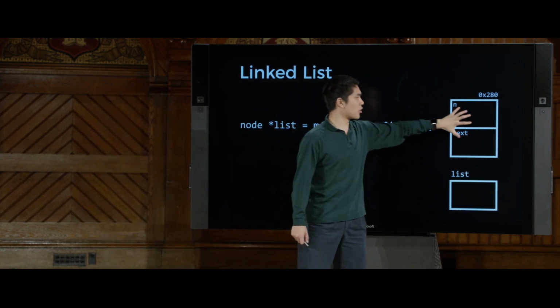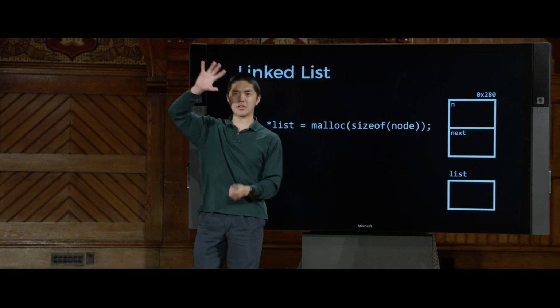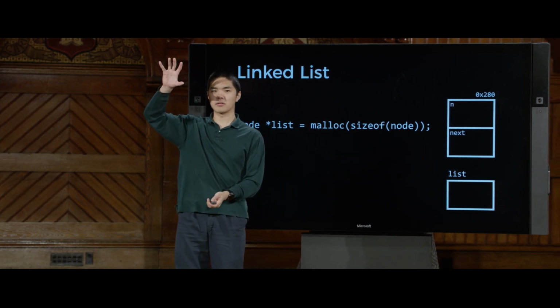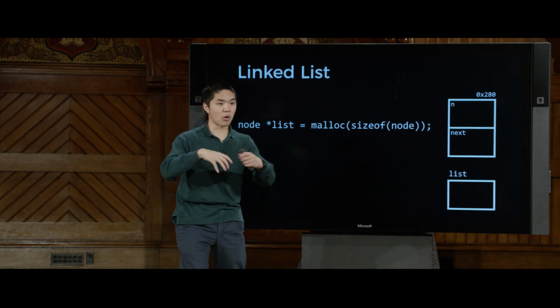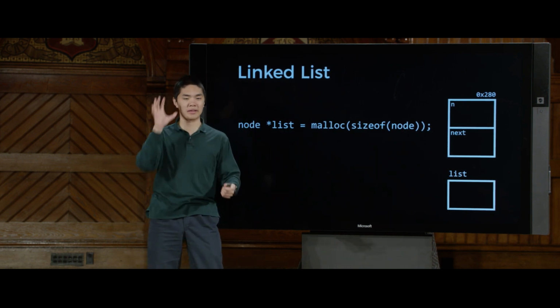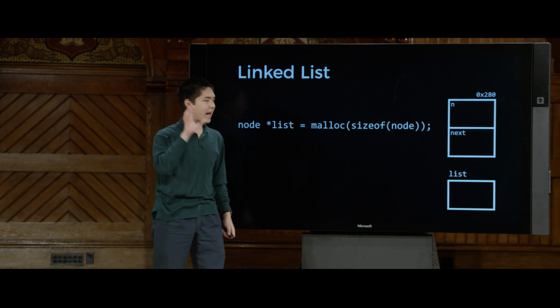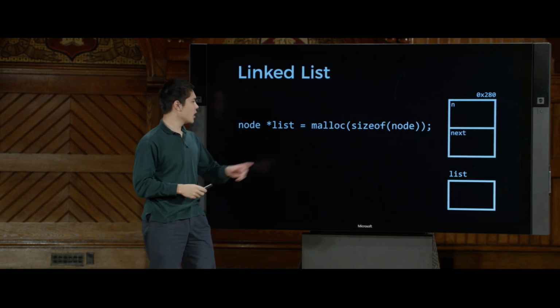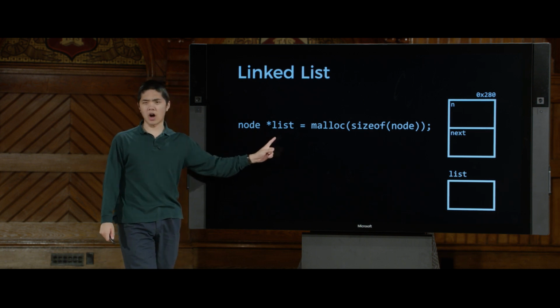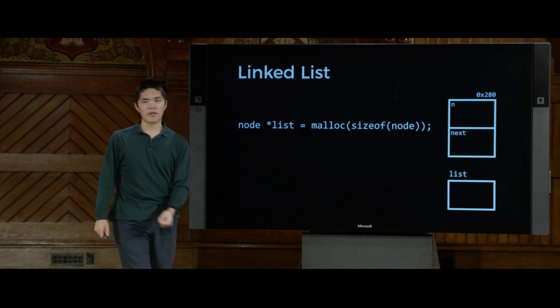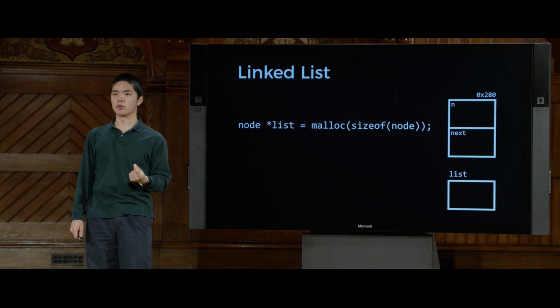This malloc size of node, where in memory does that live, the stack or the heap? Let's backtrack for a second. When I malloc memory, heap, great. Heap is where all of the memory we malloc is going to go. It's dynamically allocated memory, memory that I have asked for. List, meanwhile, is just a variable. It's a variable of type node star. In other words, a variable that is going to store the address of a node.